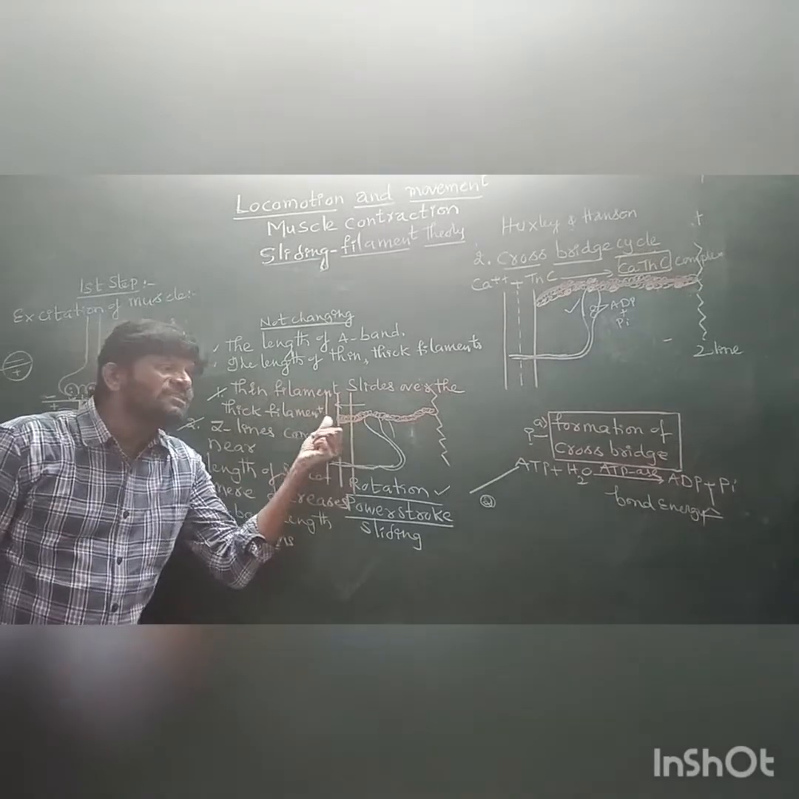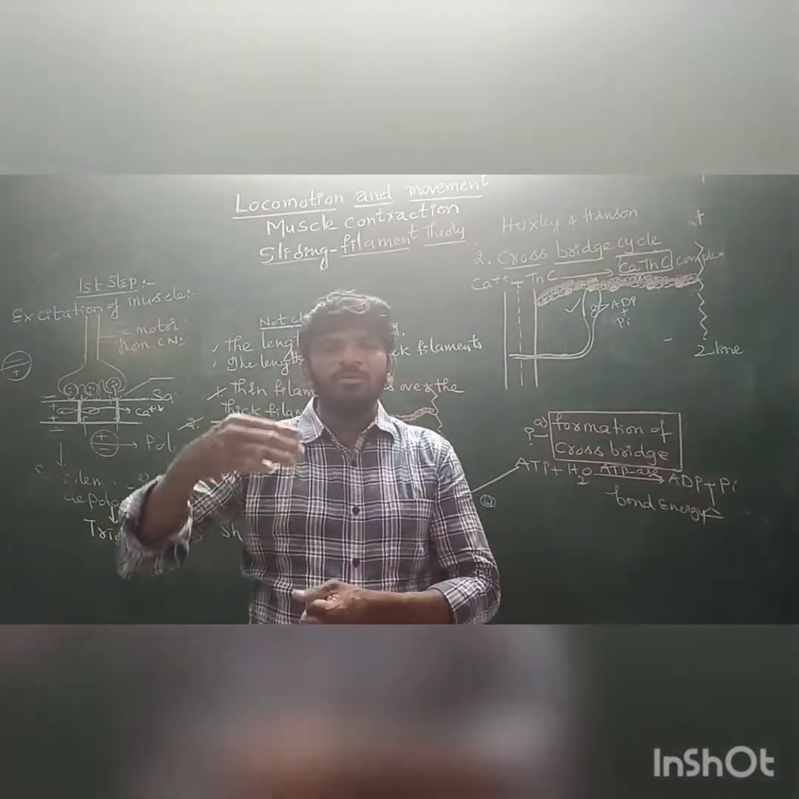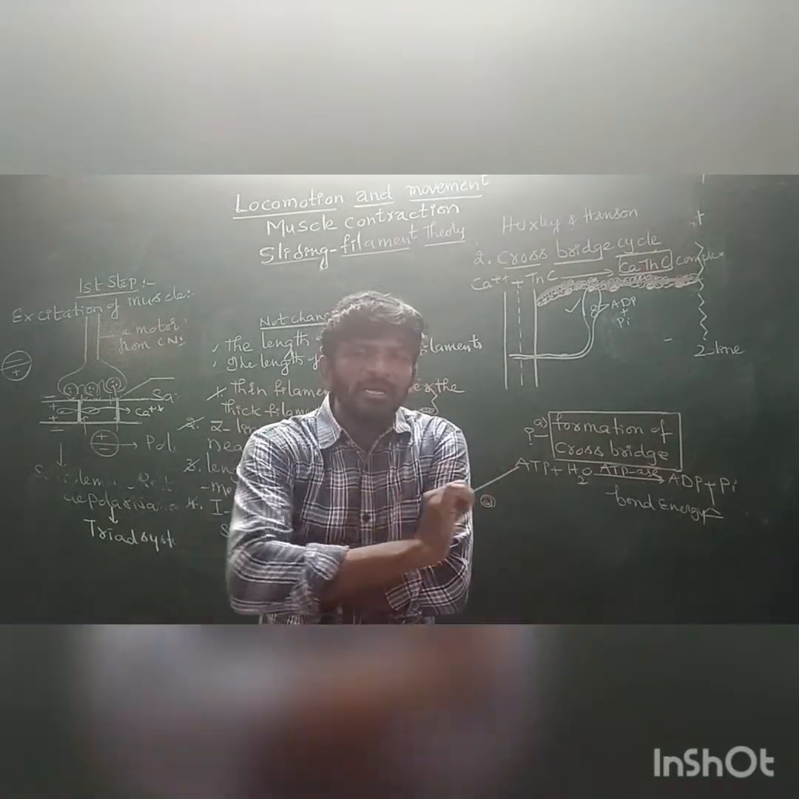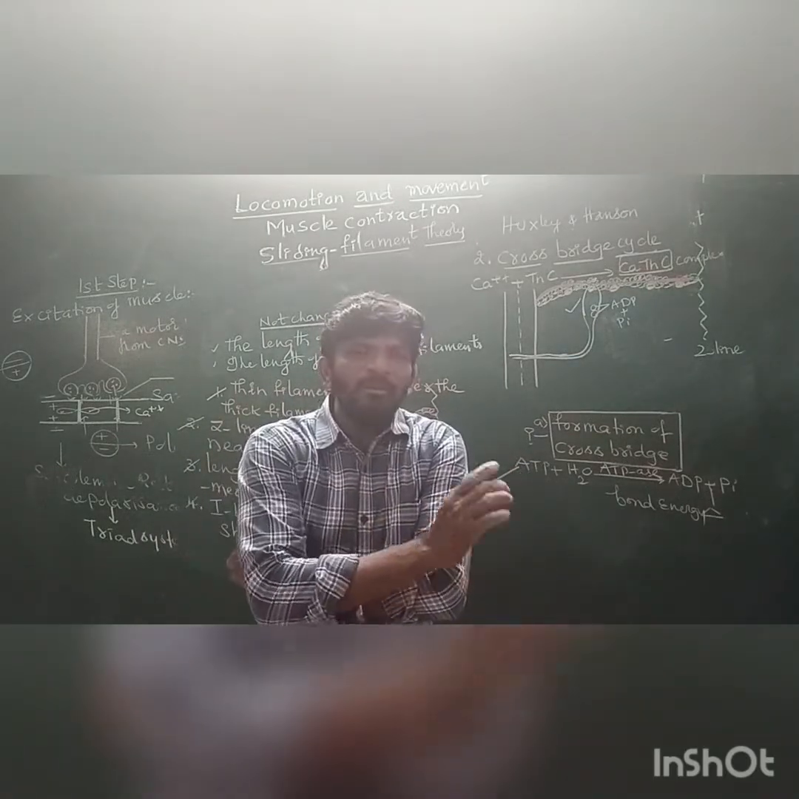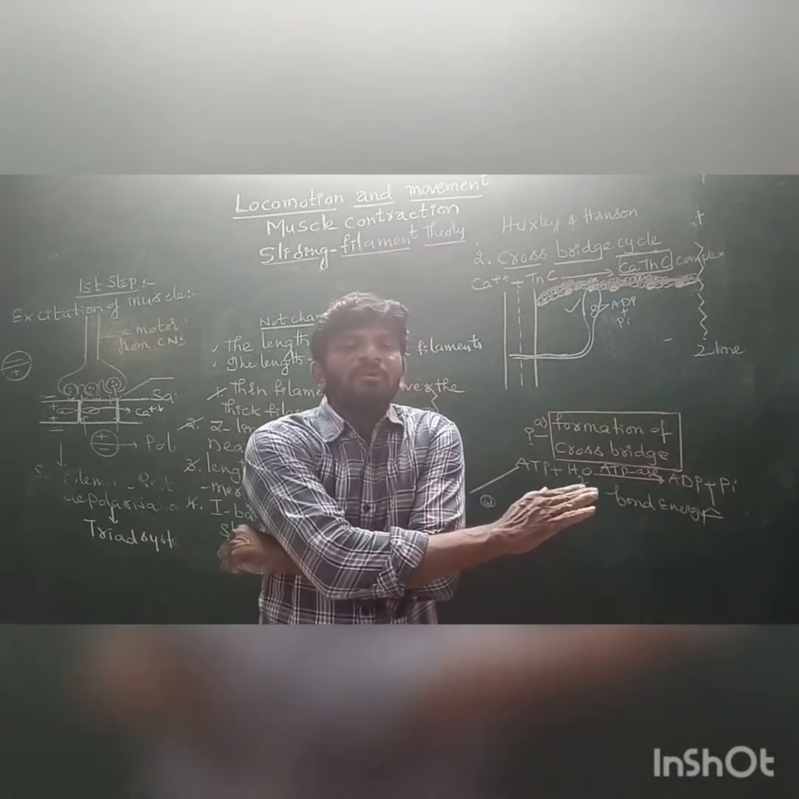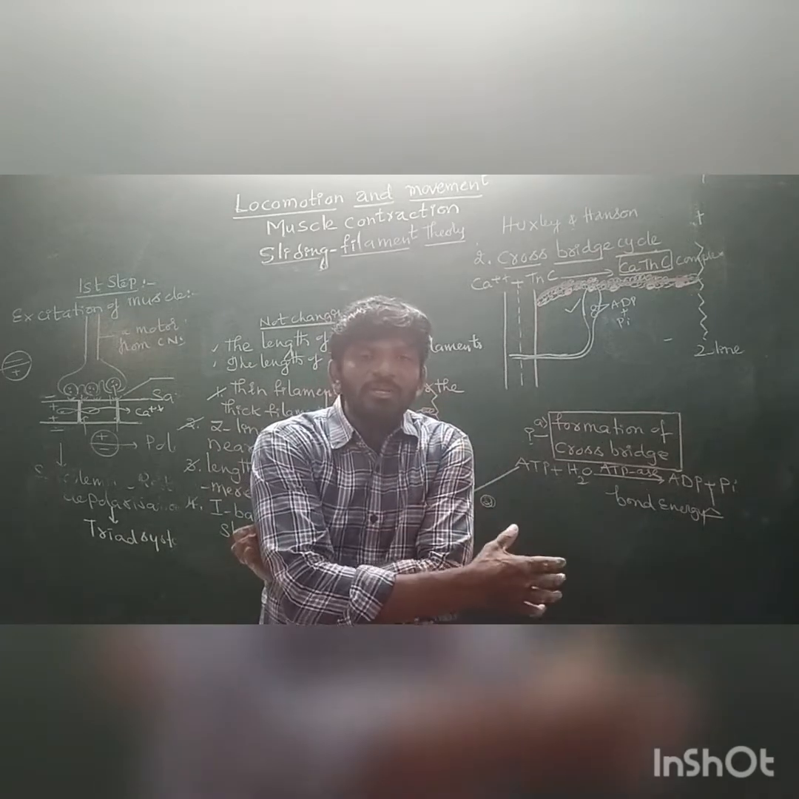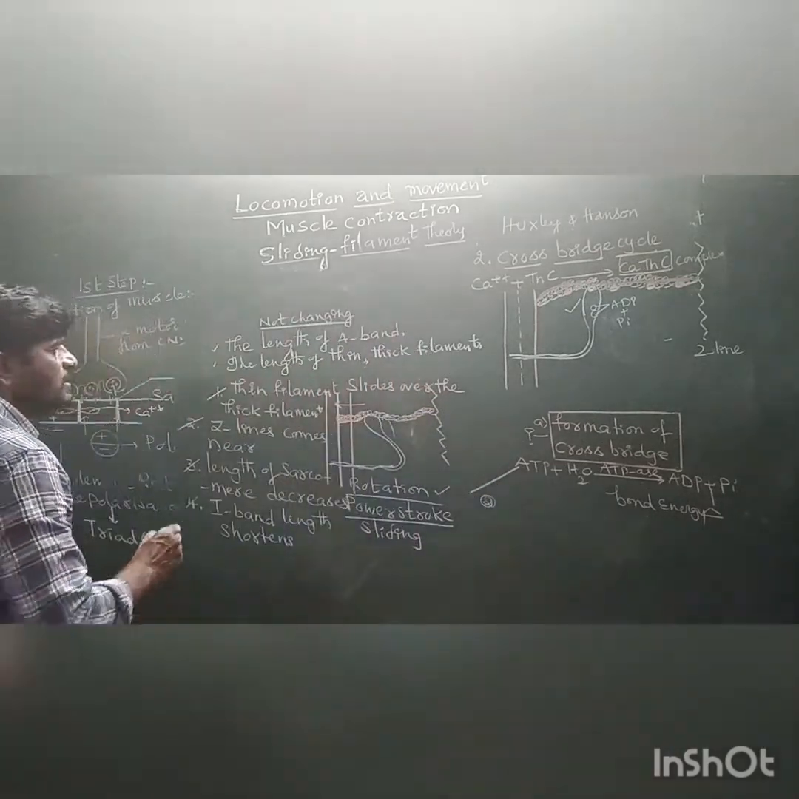The reason for the recovery stroke: ATP binds to the myosin head. When there is ATP, the bond is weak; when there is no ATP, the bond is strong. Look at this diagram at the formation of the cross bridge.